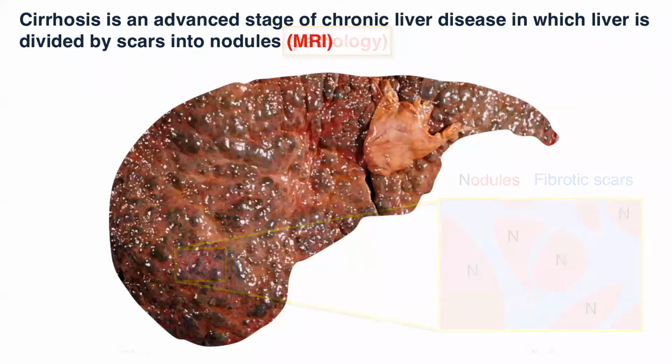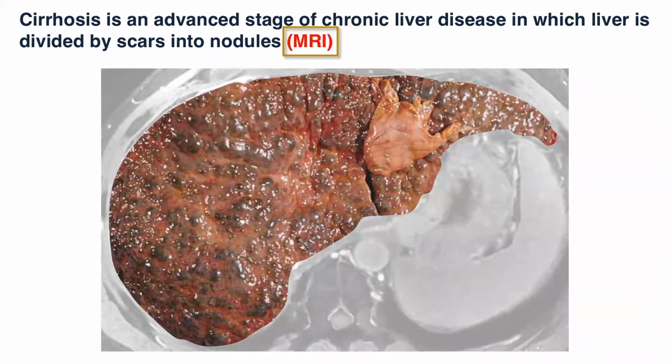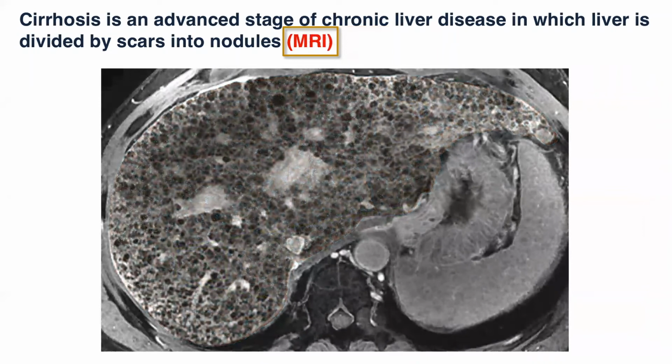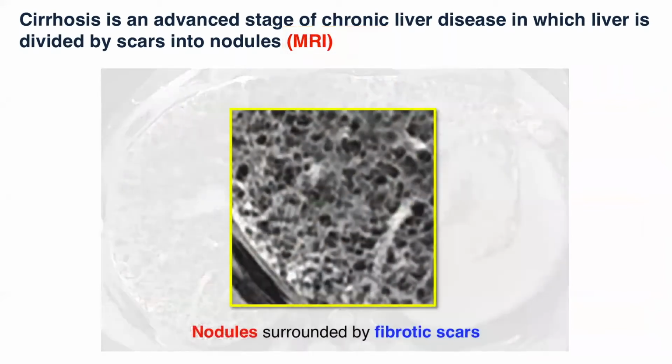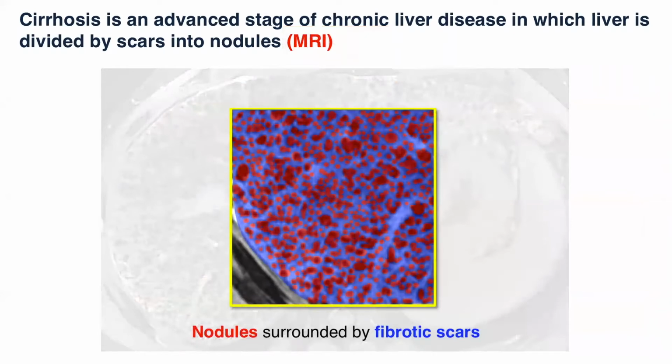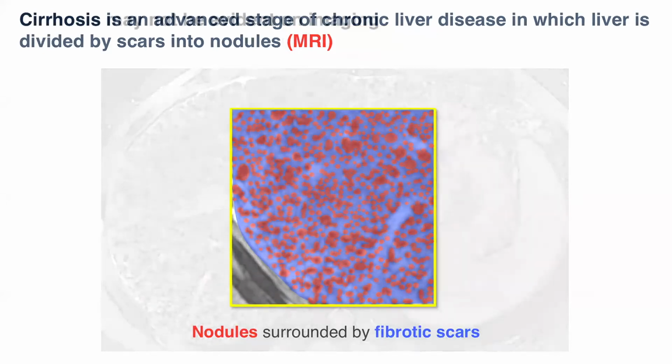And on MRI, we might similarly see, if we take a magnified view, that the cirrhotic liver is divided by fibrotic scars into nodules. And I didn't do a very good job, but I tried to draw the nodules by hand, and you can see I sort of got some and sort of didn't, but you get the point that we can see that the liver contains innumerable regenerative nodules surrounded by scars.